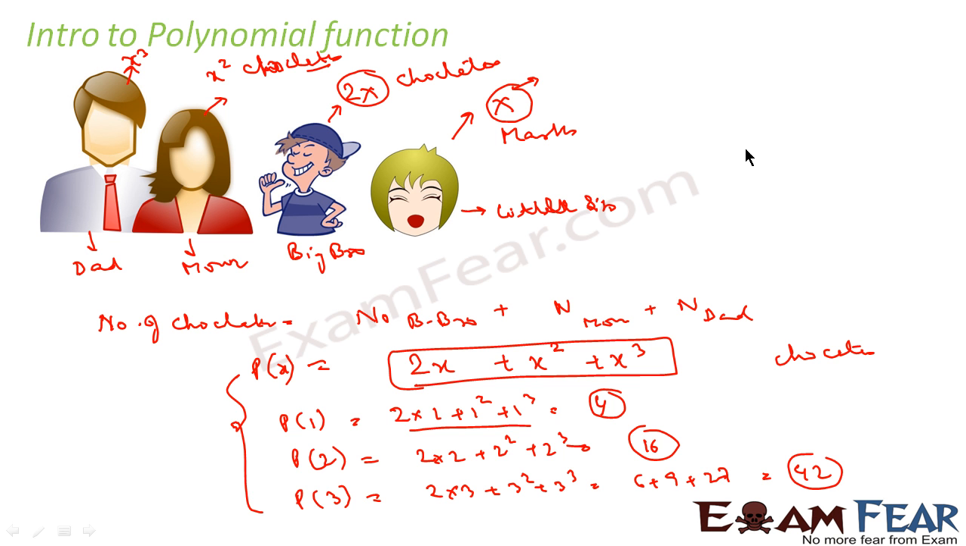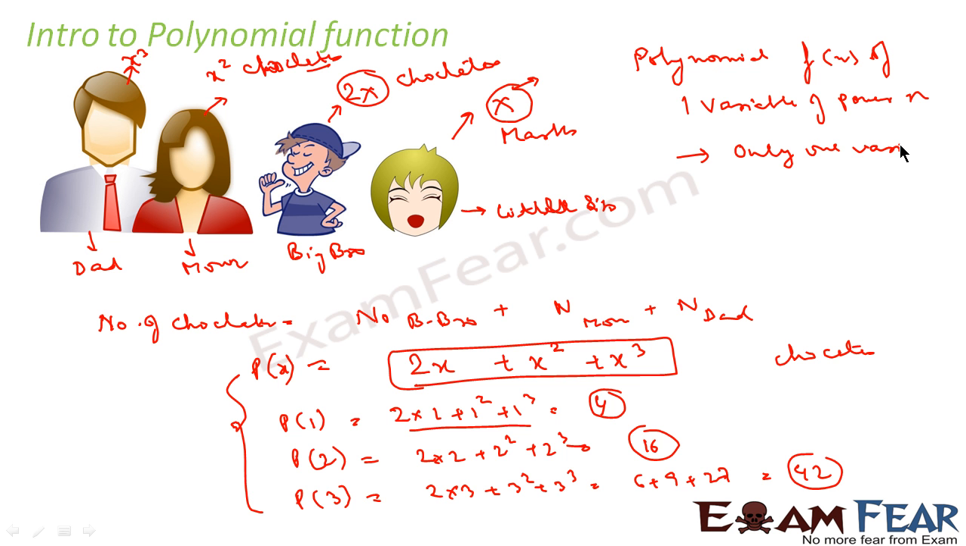So I think the concept is clear. Let me revise once again. Polynomial function of one variable, of power n. So in this case, what is the condition? First, there is only one variable. Example, in this case we have x square, x cube. Had this function been like 2x square plus 2y square plus 3z, this is not one variable because there are three variables, x, y, z. When you're talking about a polynomial function of one variable, there is only one variable.